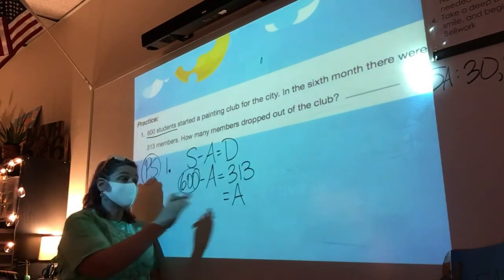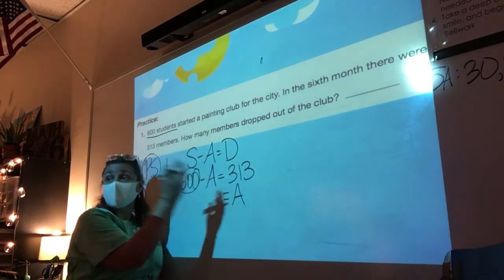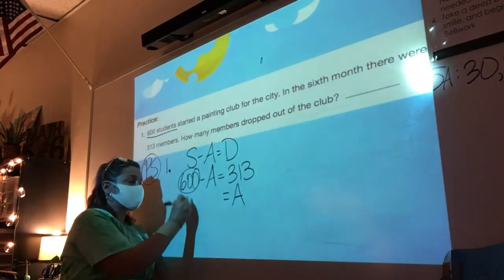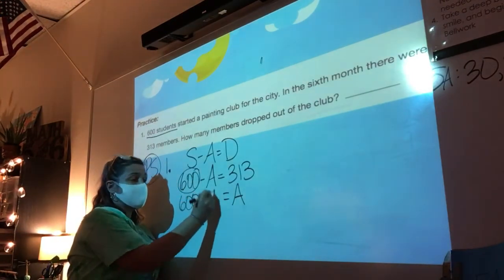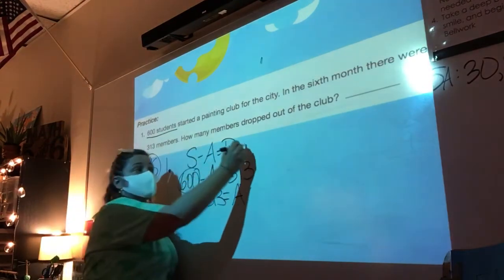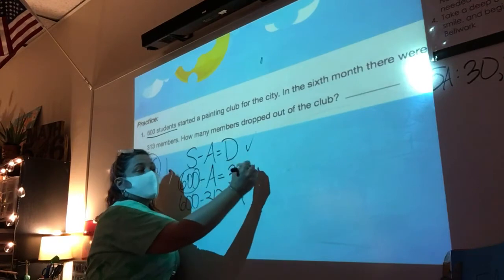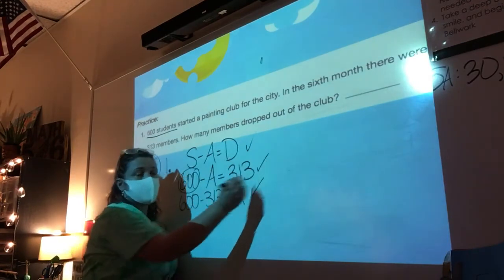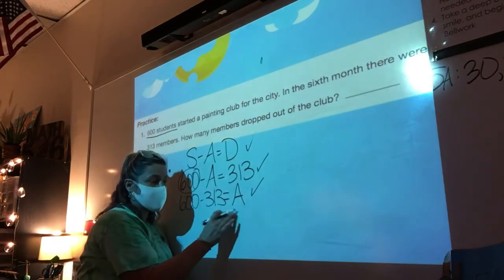Since 600 is not what's over here, it's not going to be addition. So we are going to subtract again. 600 minus 313 equals A. So we've used our word plot, we've set up our equation, we've gotten the unknown alone. Now we want to solve for the unknown.